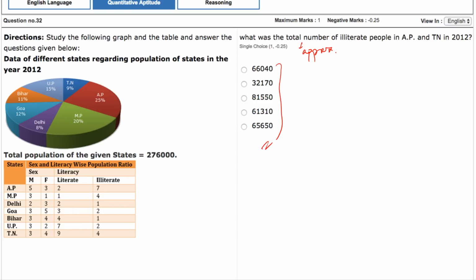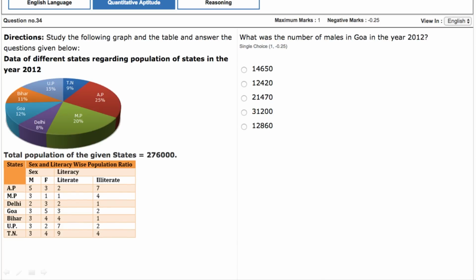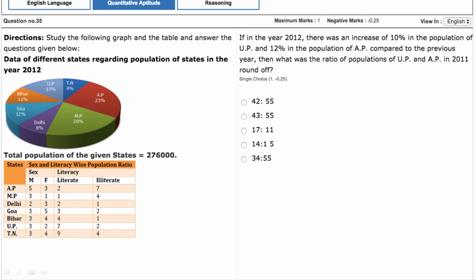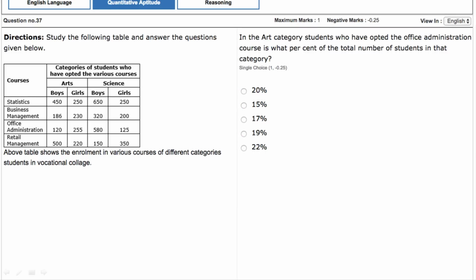This does not look very difficult to me. I will still see. Next one, this is ratio. I'm quite sure I'll be able to do it. Okay, not a problem. Next question, number of males in Goa. I think this should be a fairly simple question. Next question, again some 2 ratios. Again, ratios should not be a problem. Then I come to this question, which looks like a terrible option. Very close options unless it's 88. I will just have a look at it.